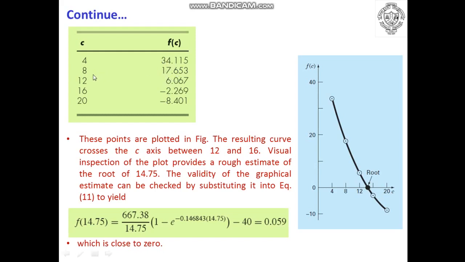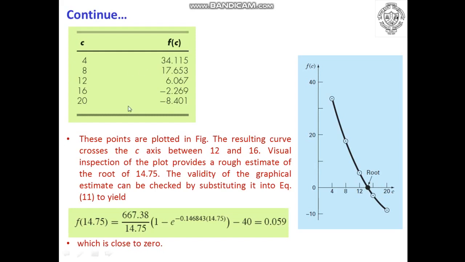So obviously if you increase the values of c, automatically at some point you will get the opposite sign, where we can assume that the interval where your sign is changing can be considered as two initial guesses. So for a value of c, if we consider it as 16 and put c as 16 in the previous equation, you will get the answer as minus 2.269. And if you consider it as 20, then your answer is minus 8.401.